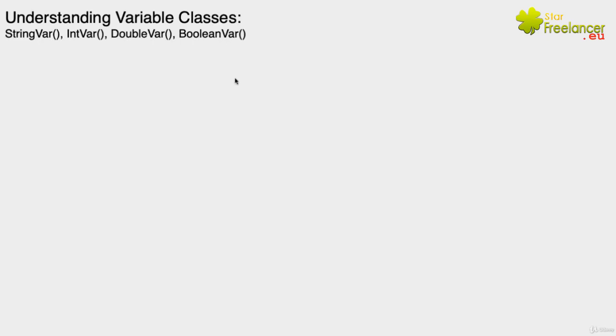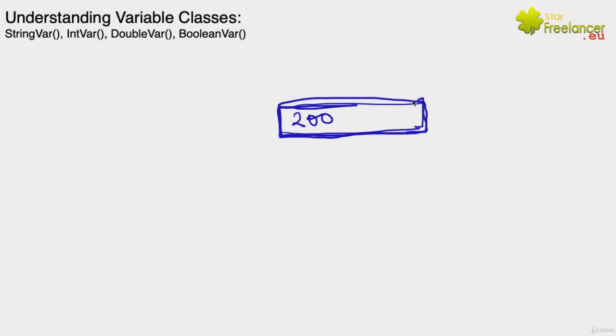Understanding variable classes. You already know what an entry is, for instance. An entry is a widget in Tkinter. It's like the place in a normal GUI where you can put values. For instance, you want to type 200. This place is open for you to type in your number. This is called an entry.